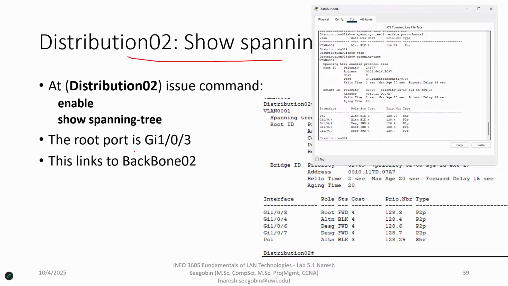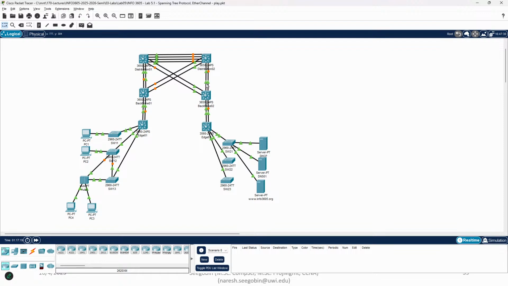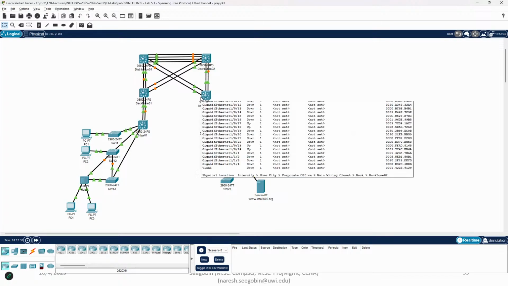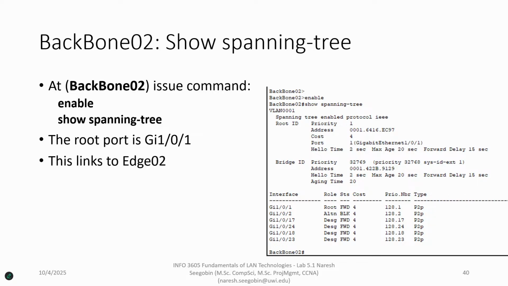Right, so the root port is Gig 1/3. This links back to 102. Let's just verify that. Back to the diagram. Right, it sees Gig 1/4 above here. No? Gig 1/3. That's going to back. So that's what spanning tree is telling us. All right, back 102, we're going to use this command.